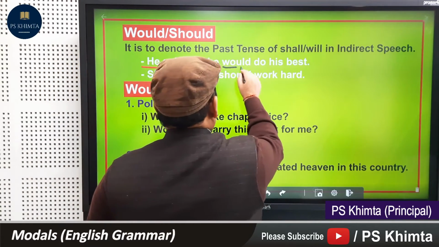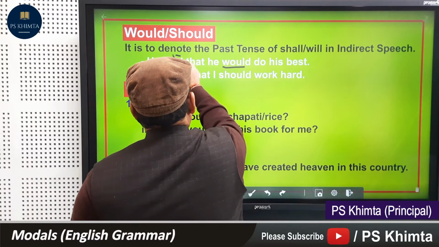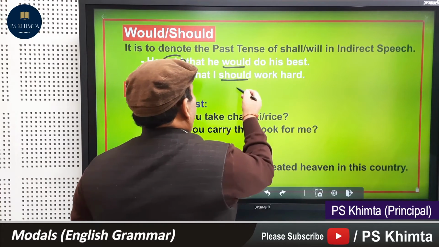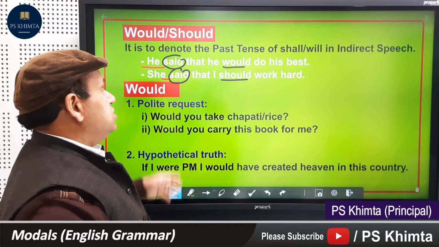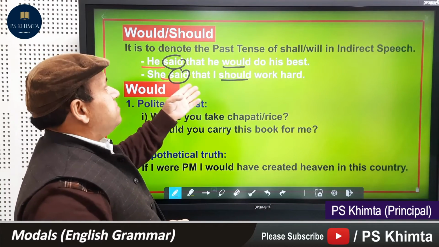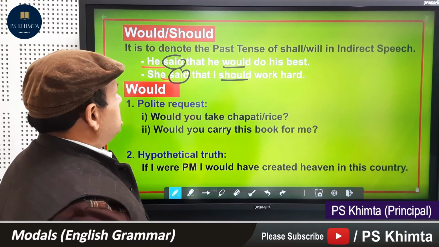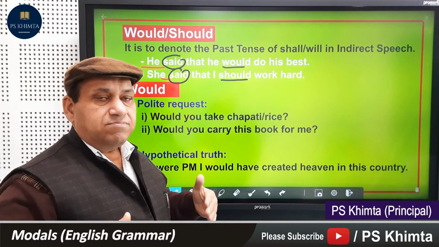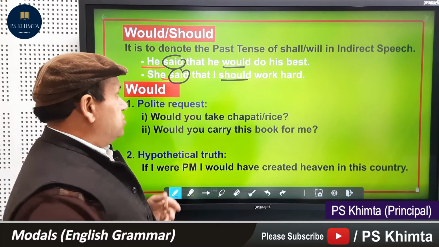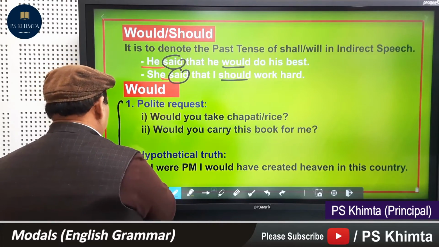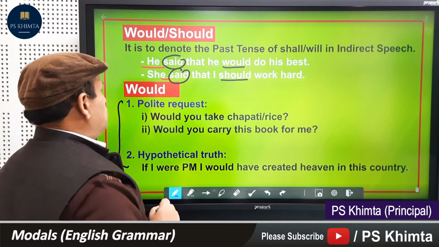Instead of will, we use would here because it is a said here. We use should here instead of shall. I shall, it should is because of the said, we use it should here. So in the past tense, shall and will become what? Should and would.